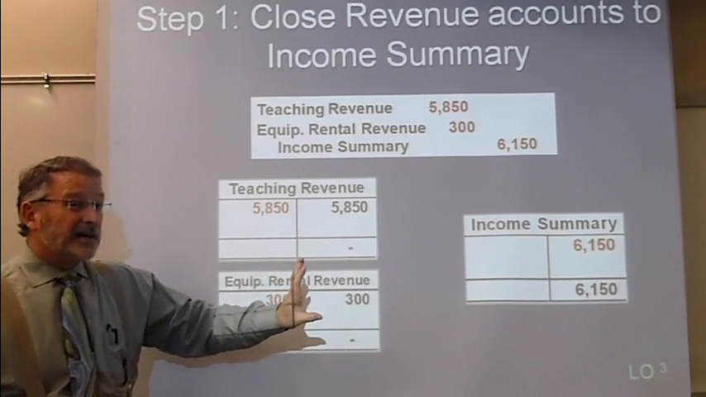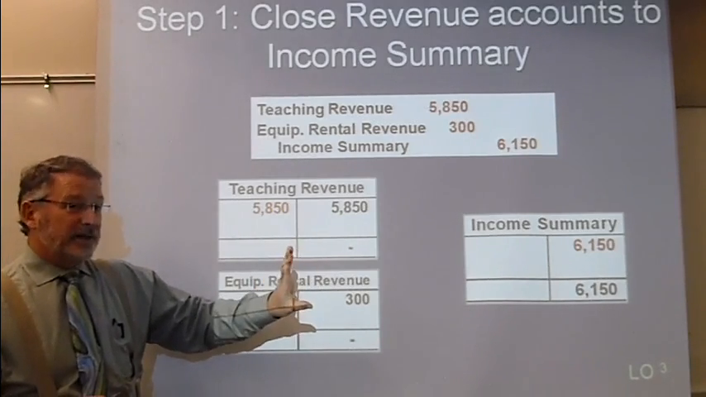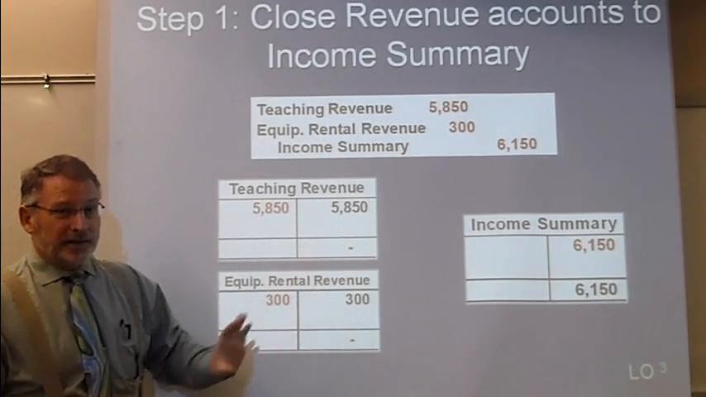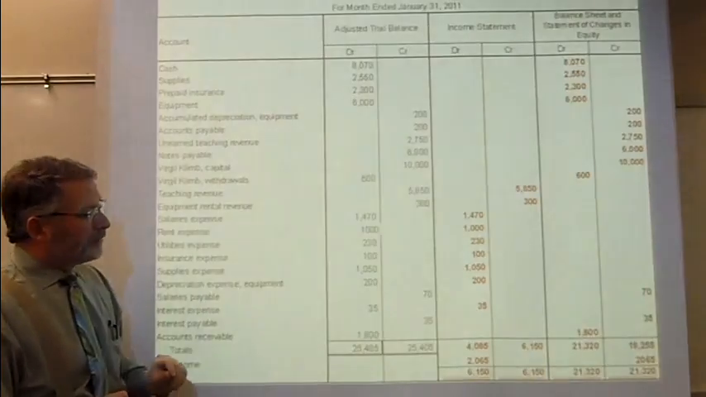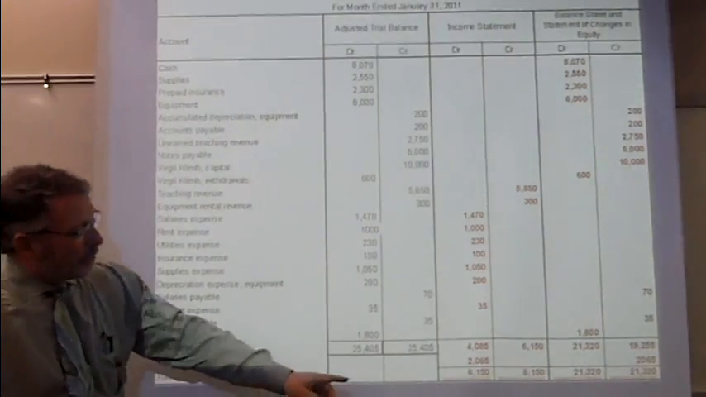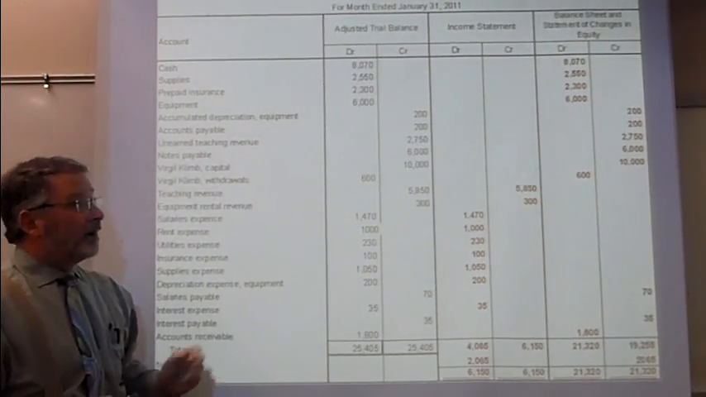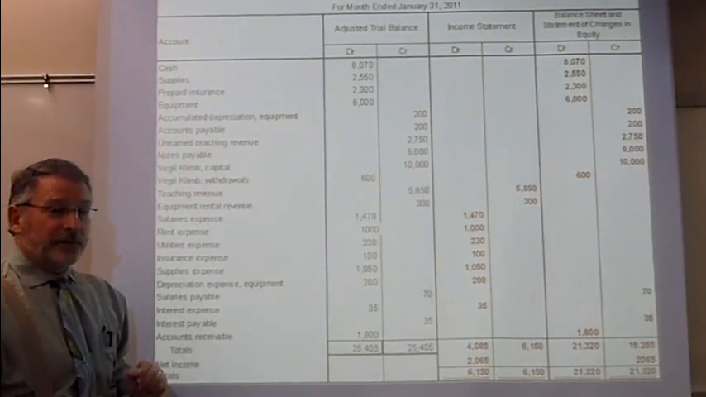Now we're not done with the income summary account at this point, but it now has a total equal to whatever the income was on the income statement. And in fact, if we go to the worksheet, we can see we have this $6,150 being the total in the revenues column of the income statement columns of the worksheet.